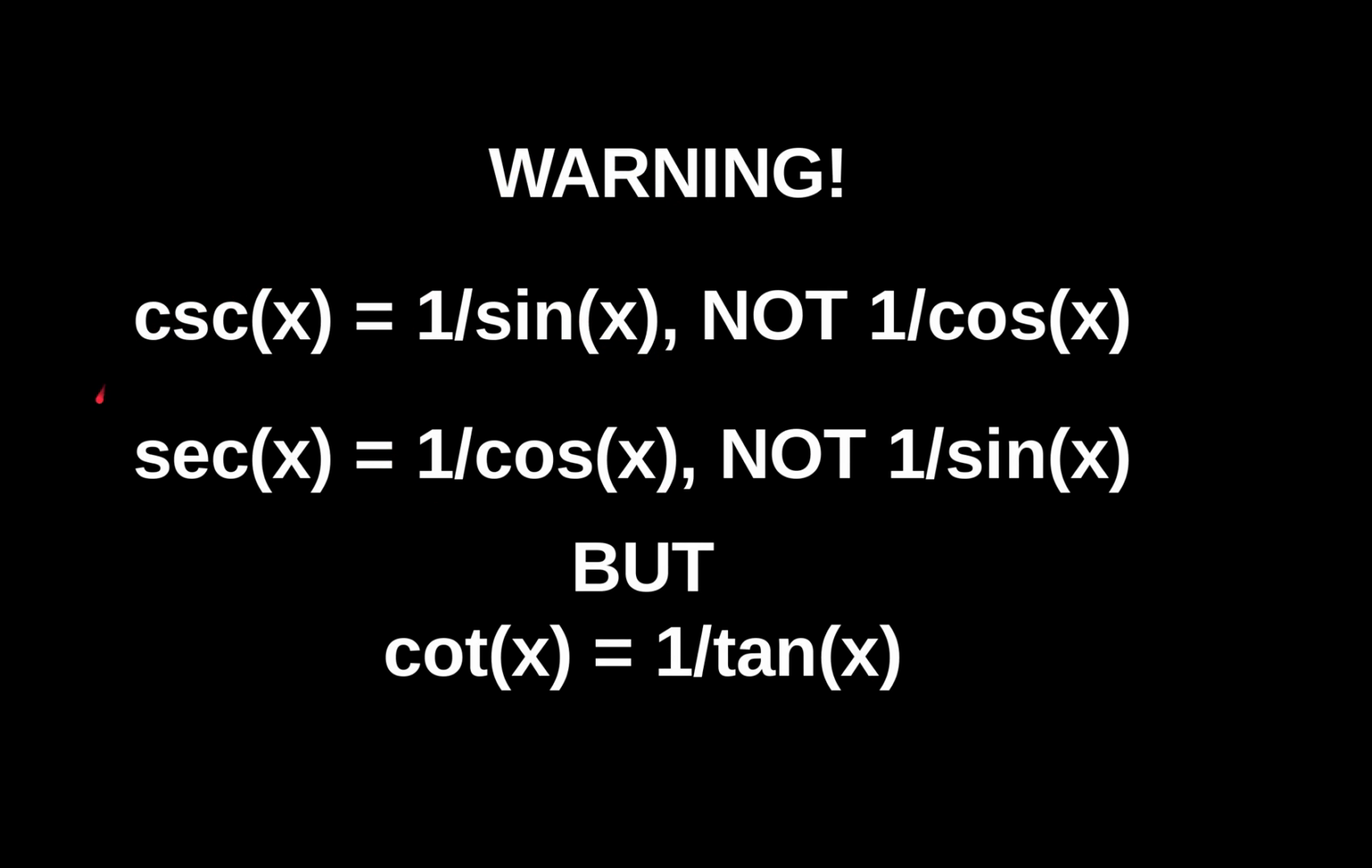A warning: cosecant is 1 over sine, not 1 over cosine. I know a lot of people who get this wrong, so this is something very important to remember. Same thing applies for secant. It's 1 over cosine, not 1 over sine. However, cotangent does equal 1 over tangent. Cotangent is the reciprocal of tan.